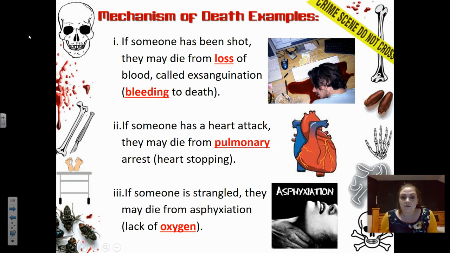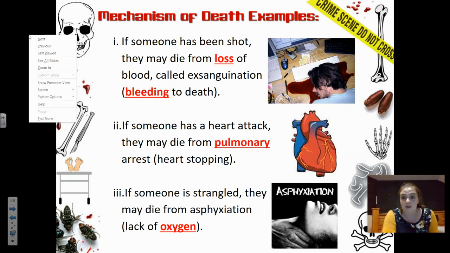The heart attack is a natural cause. So why do they die? Their heart stopped. That's what a heart attack is. If someone is strangled, they may die from lack of oxygen. A lot of these repeat, but when you're thinking of the mechanism of death, you have to think about what actually went wrong in their body that caused the body to stop working.